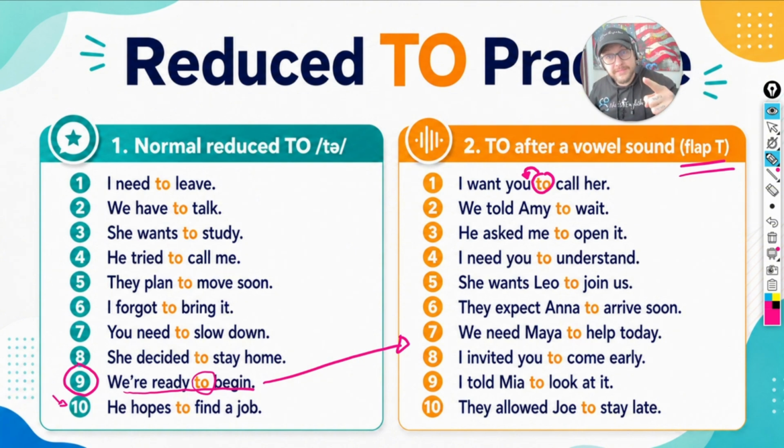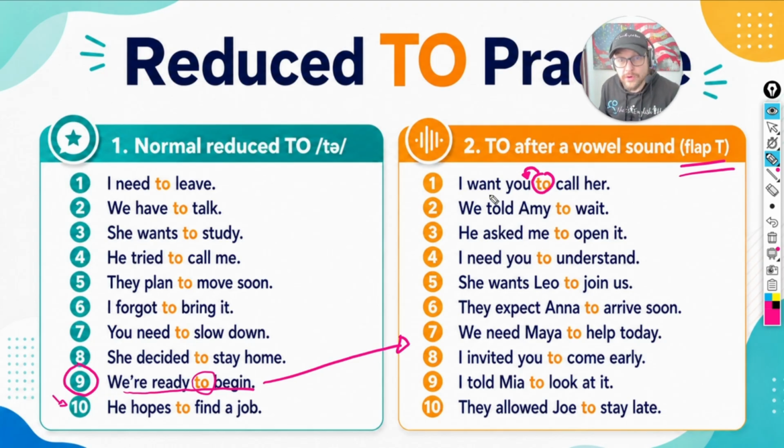If you don't know what a flap T is, check out the video that I have about the flap T. Basically, the flap T sounds like a soft D, like a da da da da sound, right? So whenever it comes after a vowel sound, not the vowel letter per se, because sometimes you'll have a silent E at the end of a word and it ends in a vowel, but it doesn't modify the sound. It's only when the sound is a vowel.